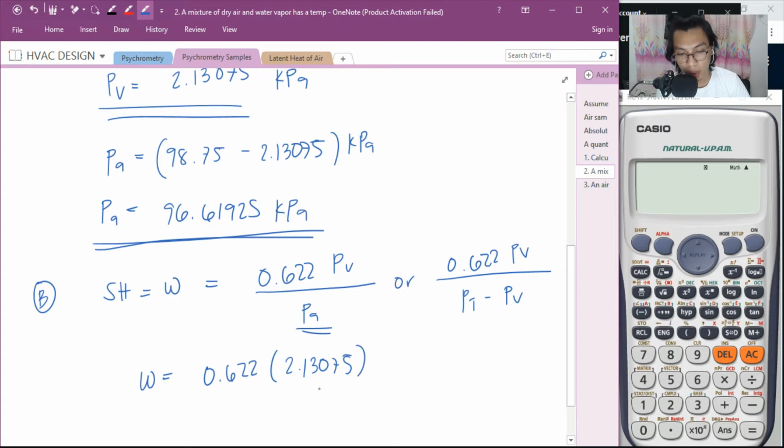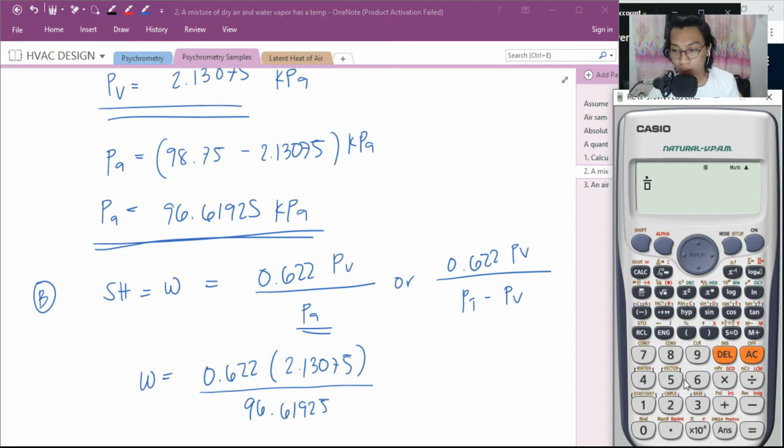Tanggalin na natin yung unit kasi cancelable naman yan. And then PA, 96.61925. Okay, ito para makita nyo. Tama, laging nasa hundreds of decimal places yung value ni W. Now, if it exceeds that, may mali ka sa mga solutions mo. Okay? Yun yung technique doon. So, by barely looking at the value, malalaman mo na tama ba yung sagot mo or mali. Pag masyado siyang mataas, naging whole number, that is wrong. Okay?